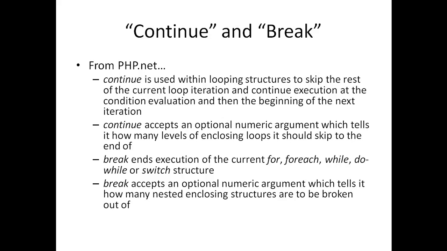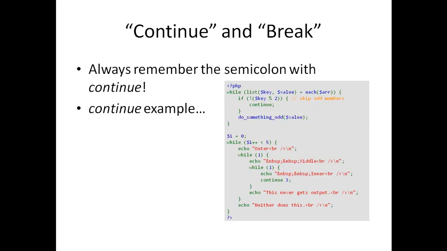Break ends execution of the current for each, while, or do while, or switch structure. Break accepts an optional numeric argument which tells it how many nested enclosing structures are to be broken out of. Same kind of thing. If you're nesting loops, how many loops you want to break out of. Always remember the semicolon with continue. Okay, very important.